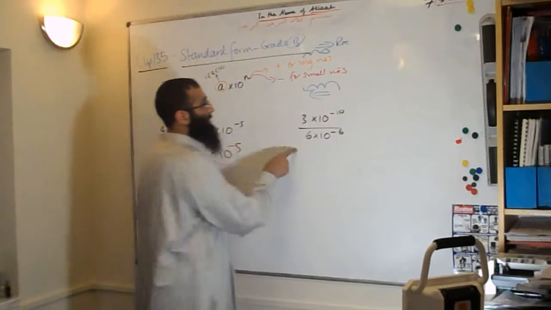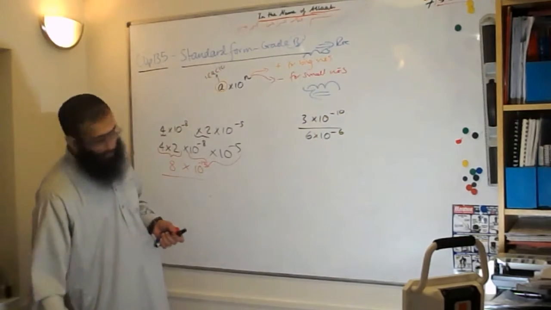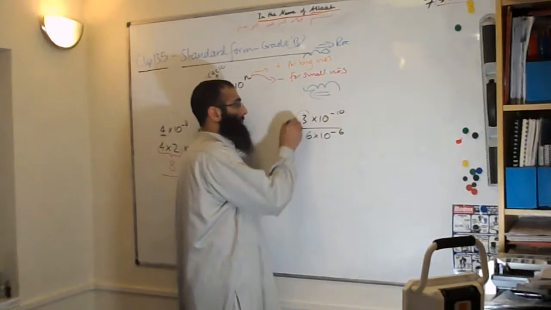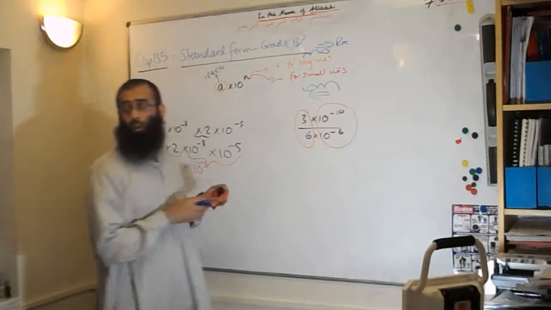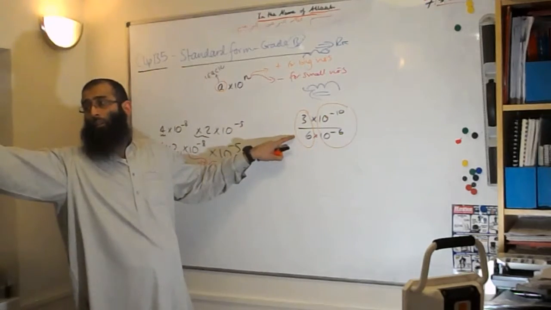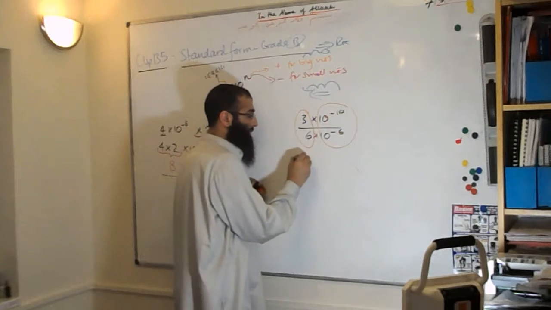No. Next question. Now, again, what we need to do, we need to partition the question off. We've got the numerical numbers here. We've got the numbers with the indices here. Right, what is 3 divided by 6? Umar? 3 divided by 6 will give you half.